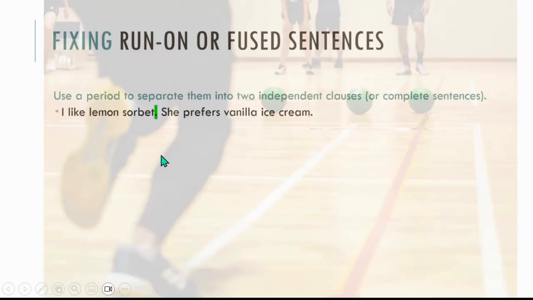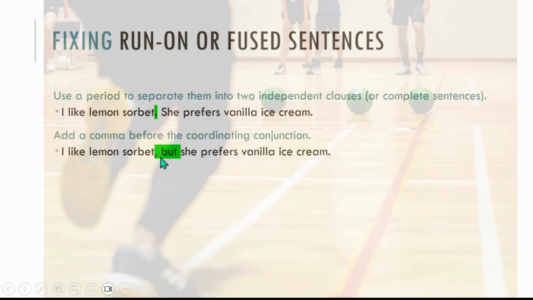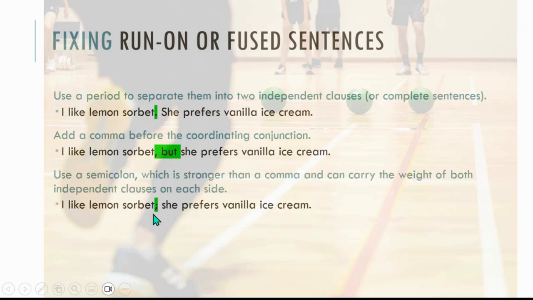And our fixes are the same. A period, the comma fanboy, or a semicolon. So comma splices are actually a type of run-on where you've joined the two with a comma. They can be a little bit clearer to understand than a full run-on with no punctuation, but it's important to fix both and use these combinations: a period, a comma fanboy, or a semicolon.